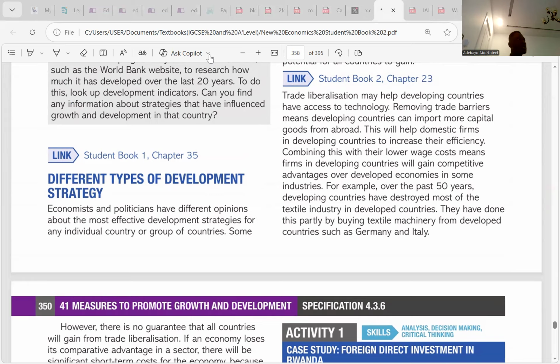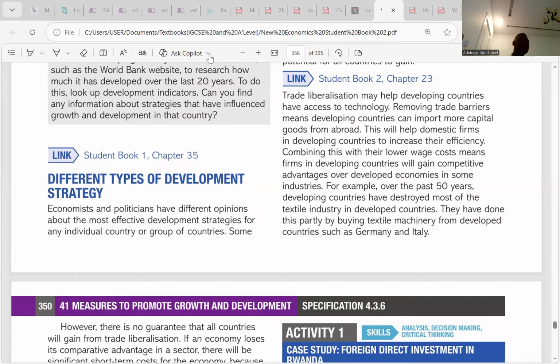For developing economies, we know their reliance is always on the primary sector of the economy. But with trade liberalization, it simply means importation becomes cheaper for developing countries. As a result, they might be able to import equipment and machinery that would allow them to convert raw materials into finished goods. And if this is done, it gives them a competitive advantage over developed economies. How do they have that competitive advantage?